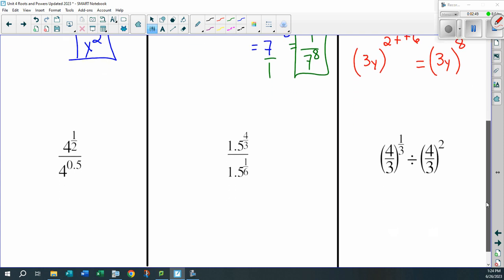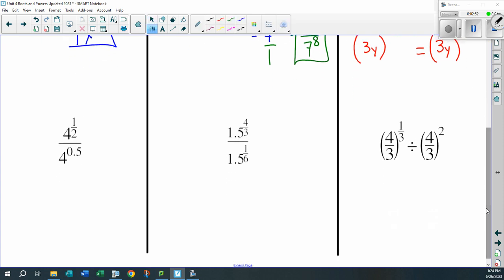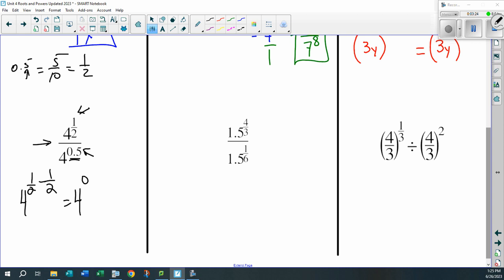Okay, onwards. Let's look at this one. Same as before, but now you've got a fractional exponent and a decimal base. Turn it into fractions. Fractions are so much easier. 0.5, remember, that's in the 10th spot. So this is 5/10, or 1/2. So there's the subtraction. This is 4 to the 1/2, subtract the bottom, which is also 1/2, which gives you 4 to the 0. Do you remember? That's 1. Oh, that turns out kind of cute.